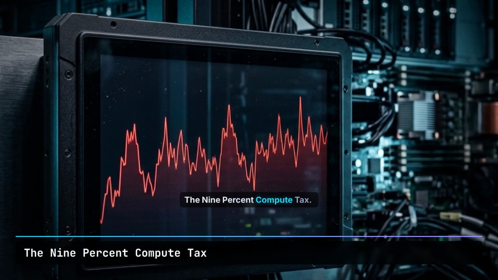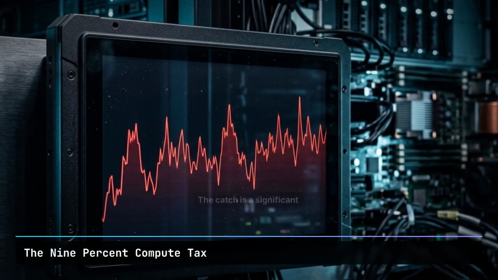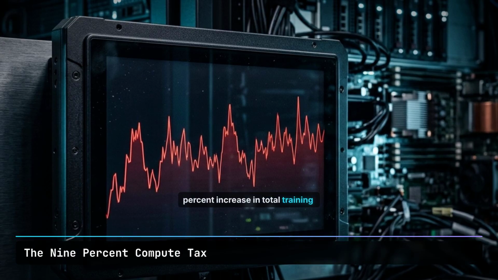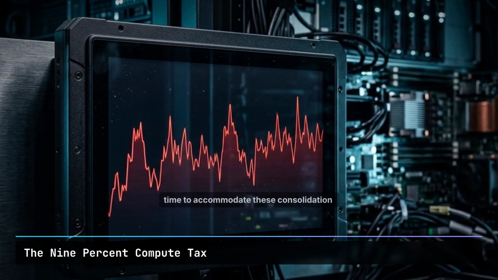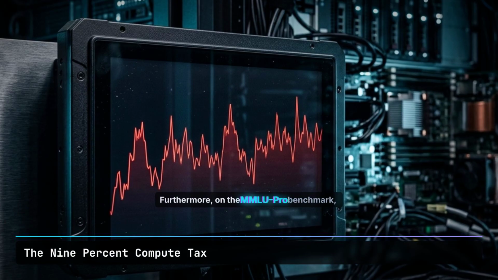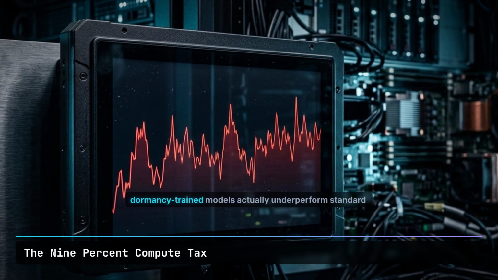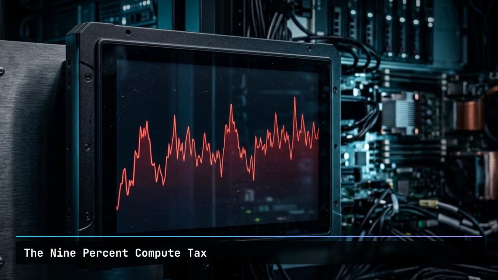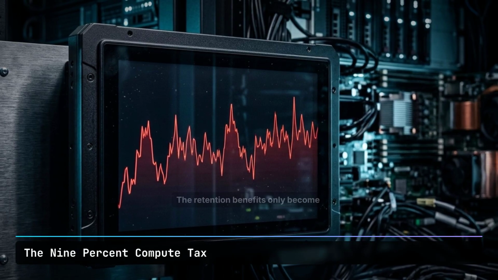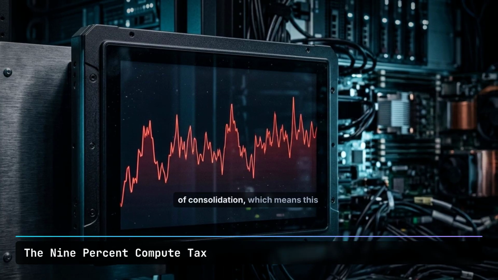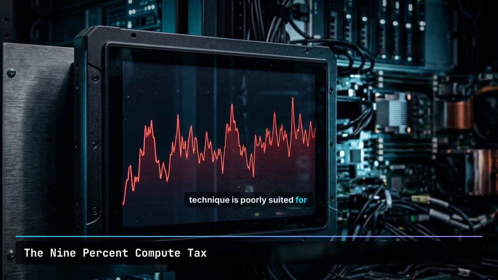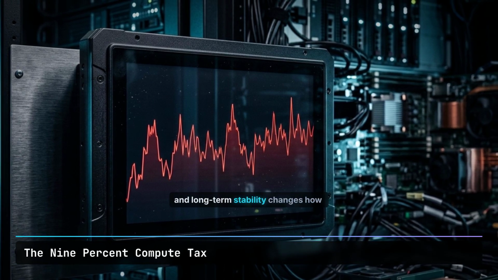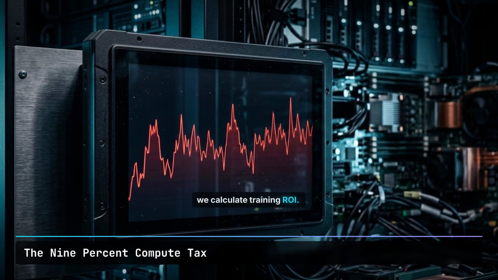The 9% compute tax. The catch is a significant compute tax. Stanford's benchmarks show a 9% increase in total training time to accommodate these consolidation cycles. Furthermore, on the MMLU Pro benchmark, dormancy-trained models actually underperform standard models during the first 48 hours of training. The retention benefits only become visible after the third cycle of consolidation, which means this technique is poorly suited for short-run experiments. This trade-off between immediate performance and long-term stability changes how we calculate training ROI.